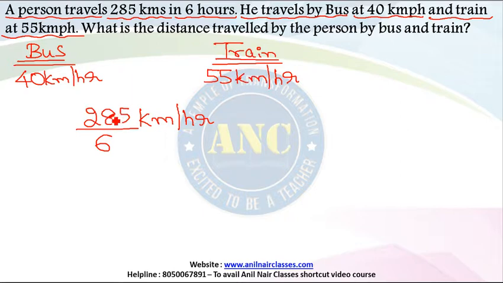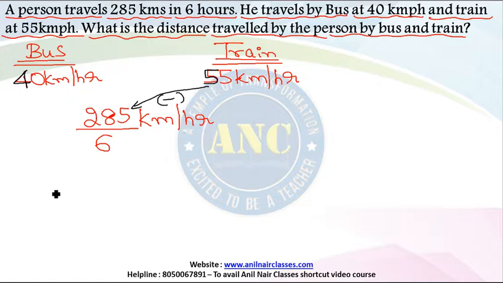Average speed is 285 by 6 kilometers per hour. Now, what is the distance traveled by the person by bus and train? How much distance is he traveling by bus and how much by train is the question. Now, see here, same logic. This is speed, this is also speed, this also is nothing but speed. If I allocate speed, I will get the ratio of time periods. That means I will get the ratio of time taken in bus divided by time taken in train.